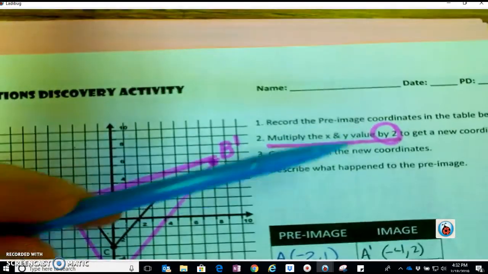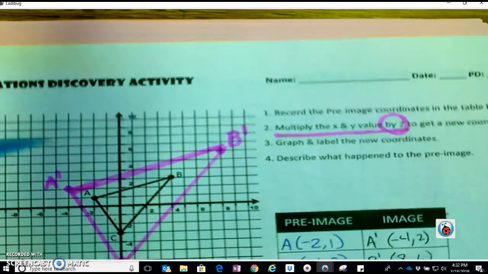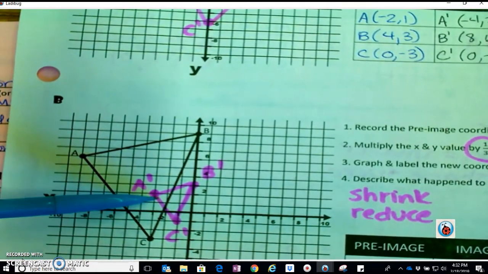And we saw that in the discovery activity. Here I multiplied by 2, and the pink shape that came was larger. Here I multiplied by less than 1 whole, and it became smaller. It shrunk in size.